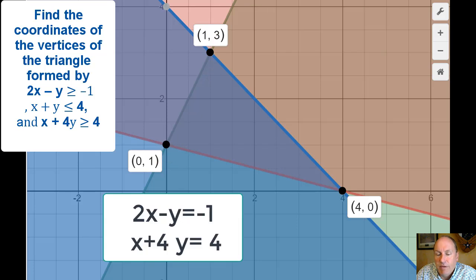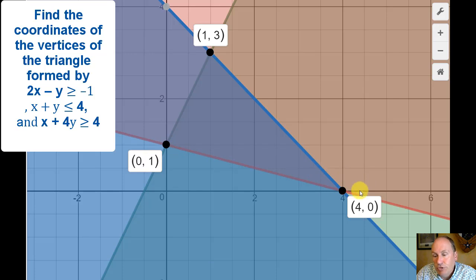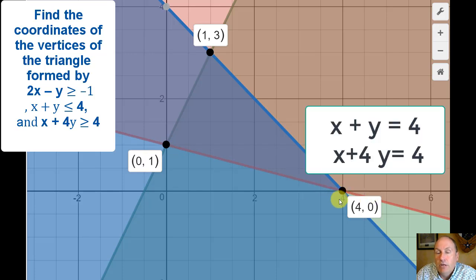In a similar way, if I use analytic methods to determine the intersection of the system of the green and the red lines, I'm going to take 2x minus y equals -1 and x plus 4y equals 4, set them equal to each other, go through the process of solving that, and I'm going to get 0, 1. And in a similar way, by solving the system of the blue line and the red line, we'll get to point 4, 0. So you can either do that graphically or analytically.